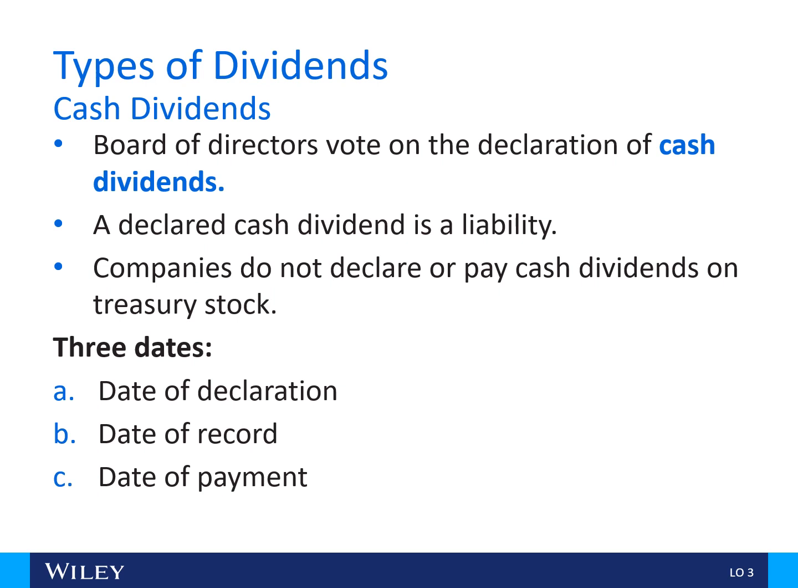Okay, so for dividends, we basically have three dates that we need to focus on: the date of declaration, the date of record, and the date of payment. Generally, a larger corporation will have three different dates. A small corporation may just issue a dividend and pay it out on the same day. But for larger, publicly traded companies, they'll have these three dates: the date of declaration, date of record, and date of payment.